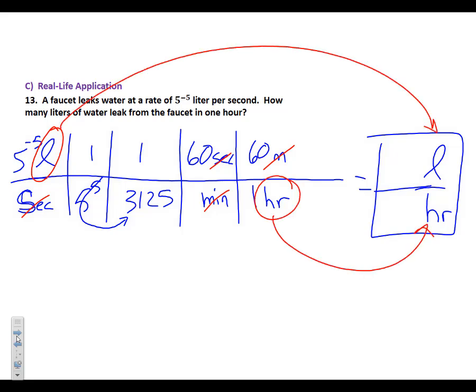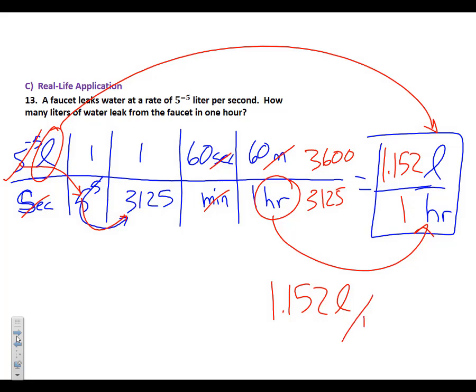Now all I have to do is the numbers. Well, that we got rid of because we turned it into 5 to the 5th, and we got rid of that because we turned it into 3,125. So we have 60 times 60, which is 3,600, over 3,125. Well, I can divide that out, and I get 1.152 liters per hour. So 1.152 liters per hour is our final answer on how much leaks in 1 hour.